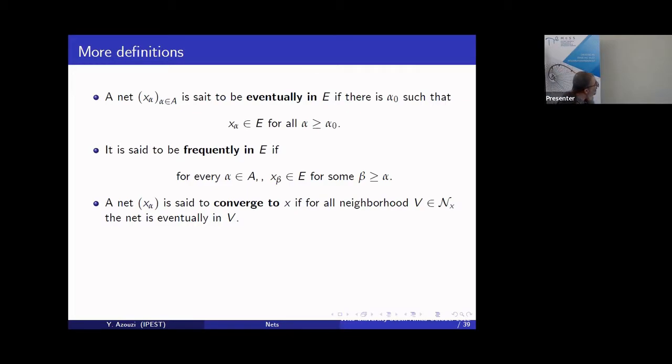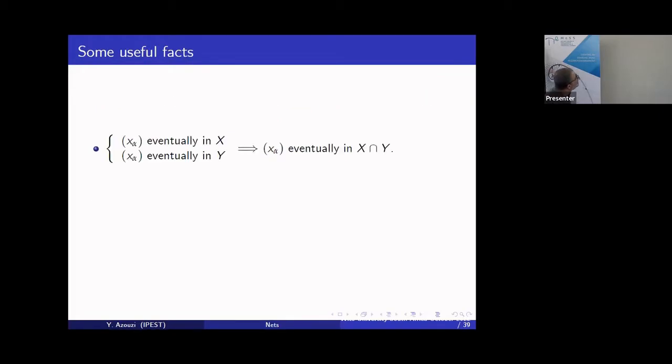Now the definition of convergence is that for every neighborhood we can find a rank such that after this rank all terms belong to the neighborhood. This can be written in a very similar way to the convergence of a sequence. We just change n greater than or equal to n0 by α greater than or equal to α0. But here we have to be careful because the order is not total, and it's important.